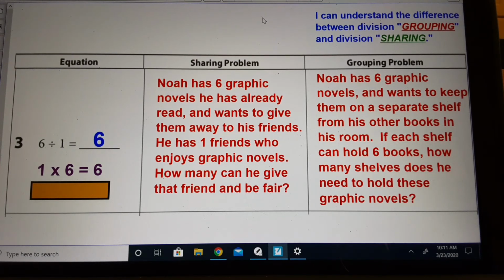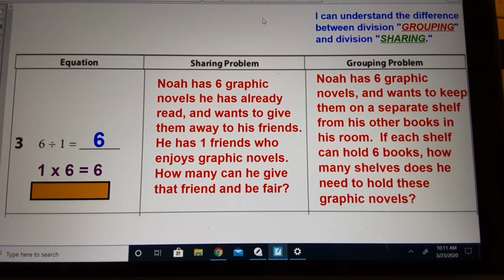Okay, pause if you need more time. Noah has 6 graphic novels he has already read and wants to give them away to his friends. He has one friend, not friends, sorry about that. One friend who enjoys graphic novels. How many can he give that friend and be fair?